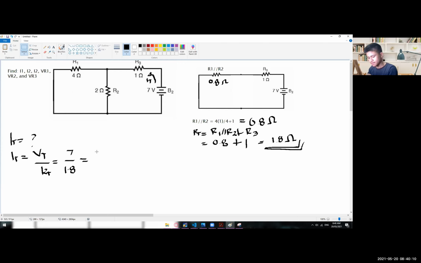So 7 divided by 1.8 is equal to 3.88889. Or we just simply say that this one is 3.89. Okay, so we still have 2 minutes left, which is now the same with our I3. I3 is 3.89 amps. Okay, are there more questions?